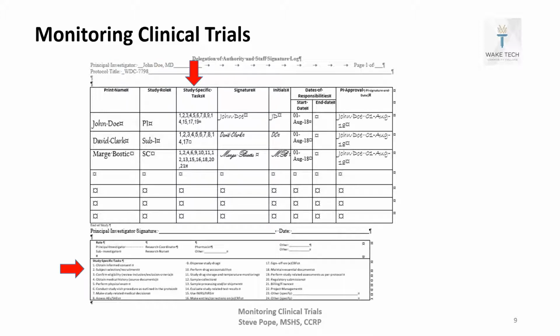In the third column, we're going to see study-specific tasks that have been delegated to the individual staff member. So these numbers that you see in there are going to correspond with the small legend down at the bottom of the form, and it's going to indicate which tasks that individual has been delegated. Any task that has not been delegated by the principal investigator can only be done by the principal investigator. So as you see, we'll go over these in a little more detail once we get into our practical exercise for the week. But you'll see these numbers identified on your delegation log.